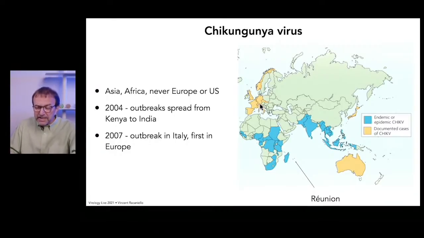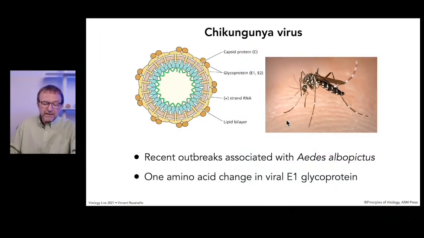So why did it change? Why did it go from blue to these yellow countries? Well, these recent outbreaks are associated with a new vector, Aedes albopictus, and the virus was selected to have one amino acid change in the viral glycoprotein, which is called E1. One of the two is E1. And that was enough to get higher reproduction in the mosquito, and then the mosquito became a competent vector, whereas previously it was Aedes aegypti only, and that is more geographically restricted.